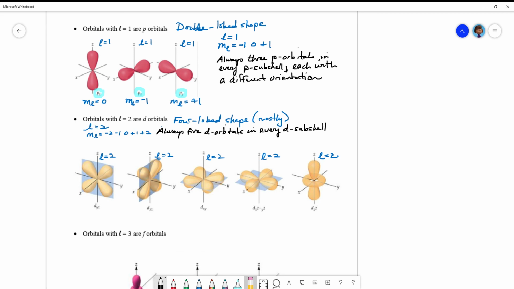And you know what? I'm going to just erase this. I'm going to write it down on the bottom. Now, are all 5 orbitals identical? Well, even the ones that are four lobes show differences. And what are their differences? Orientation. So once again, we're going to have 5 d orbitals at every d subshell, each with a different orientation.